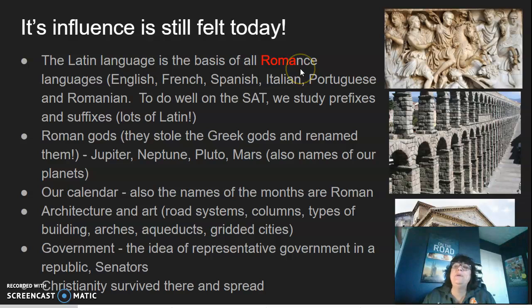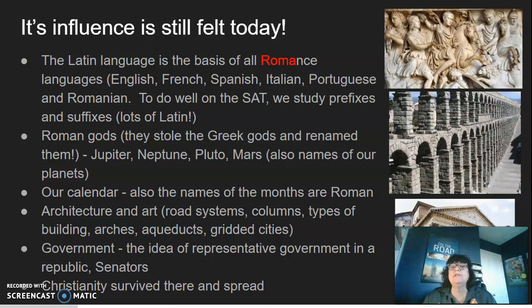Over here is Greece. So that's where the Roman Empire was. Okay, today we still feel the influence of the Roman Empire. Latin is the basis of all the Romance languages. So the Romance languages are English, French, Spanish, Italian, Portuguese, and Romanian. So if you speak any of those languages, they're based on Latin, which was the language of the Romans, all right?